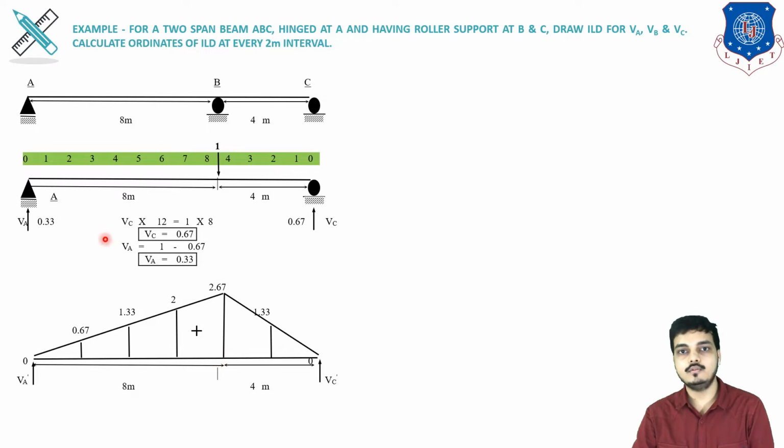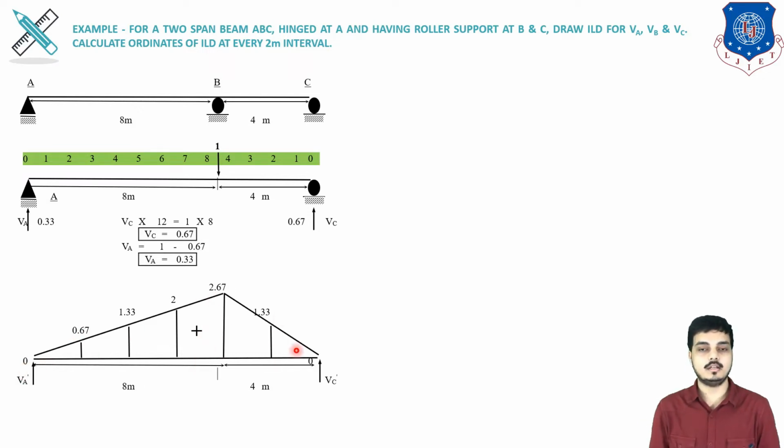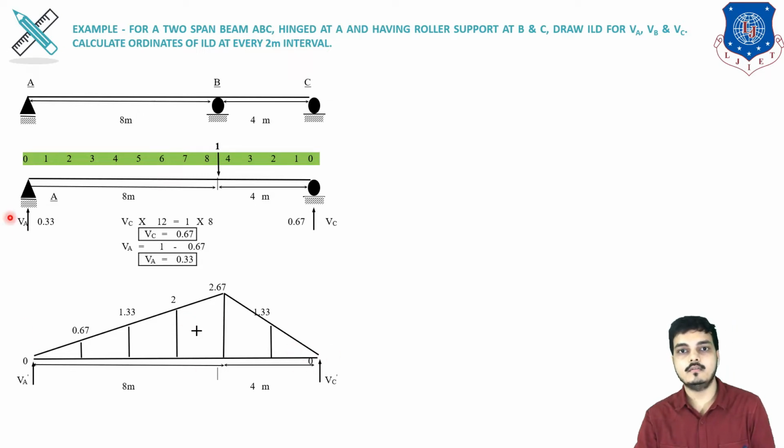Till here I have used the help of VA, and for this value I have used the help of VC, meaning 0.67 multiplied by 2, I will be getting 1.3. After making each and every ordinate, we have to connect them and then make the bending moment diagram. I would like to repeat that this diagram is made with the help of reactions: VA multiplied by distance, meaning 2, 4, 6 and 8, and from here VC multiplied by 2 meters. So I will be getting this ordinate.